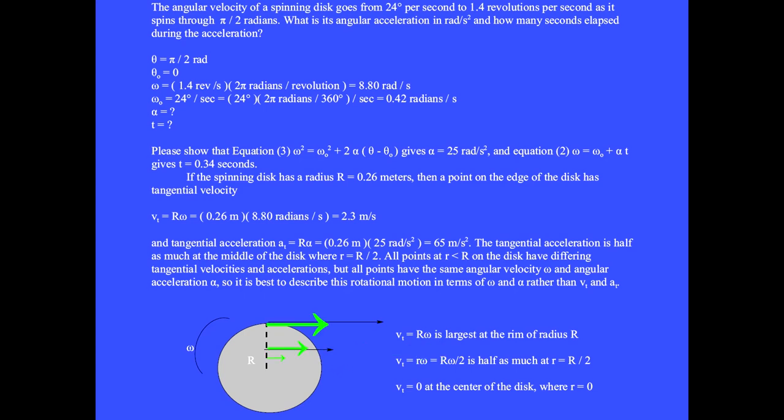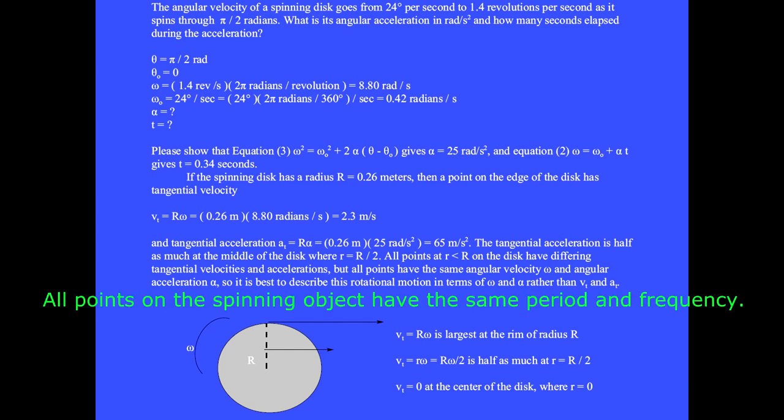All points at little r less than big R on the disk have differing tangential velocities and accelerations, but all points have the same angular velocity, omega, and angular acceleration, alpha, so it is best to describe this rotational motion in terms of omega and alpha rather than the tangential velocity and tangential acceleration. All points on the spinning object have the same period and frequency.